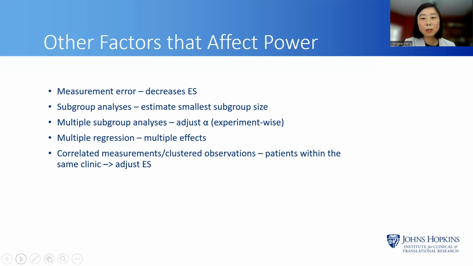And then for some studies, there could be correlated measurements or clustered observations. For example, the patients within the same clinic may have some correlation in their outcomes. Therefore, we can't treat them as independent individuals from each other. And this would affect your effect size. And then we have to factor in this design effect in your study. So those are the other factors that can affect your power that you have to think about if this happens in your study.